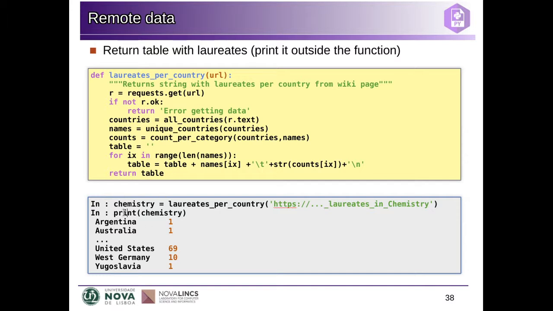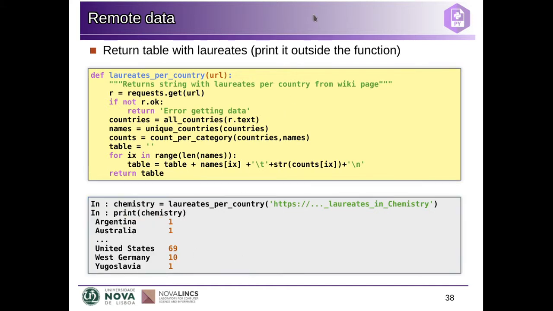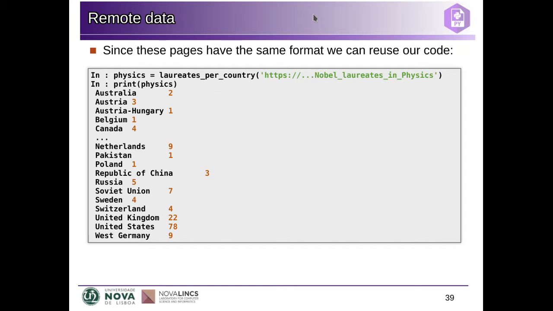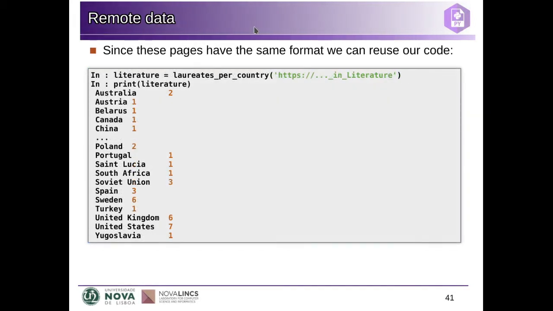So this is what happens when we do chemistry. I put in the URL for the Nobel Prize winners in chemistry and we get this result. But since the Wikipedia pages for the Nobel Prize winners all have the same structure, our function works equally well in other categories. So we can just put in the URL for physics. We have the list of times each country won a Nobel Prize in physics. We can do the same thing for medicine. Portugal has one in this case. Then for literature and so on.